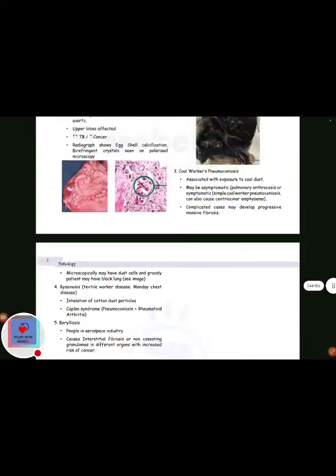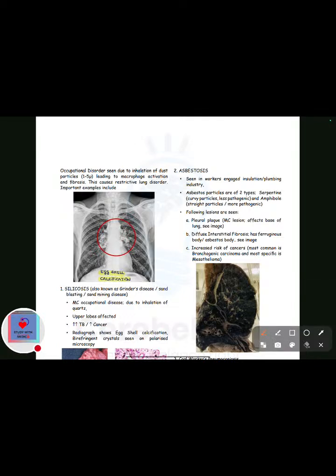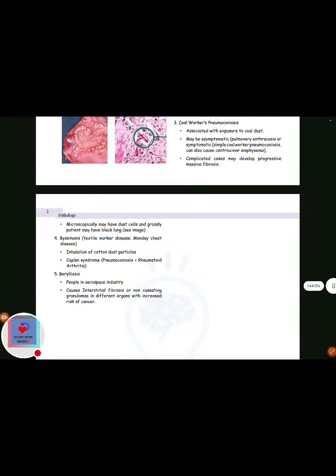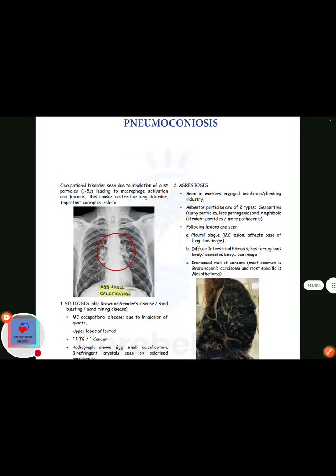Talking about pneumoconiosis. Pneumoconiosis is very important. It is an occupational disorder seen due to inhalation of dust particles, 1 to 5 microns, leading to macrophage activation and fibrosis. This causes a restrictive lung disorder. Important examples include silicosis, asbestosis, coal workers' pneumoconiosis, textile worker disease, that is Monday chest disease, and berylliosis.